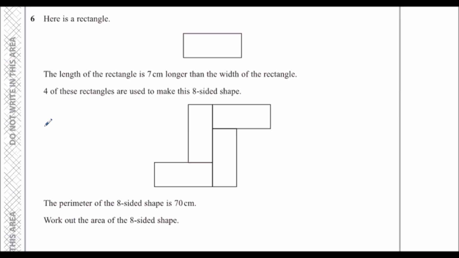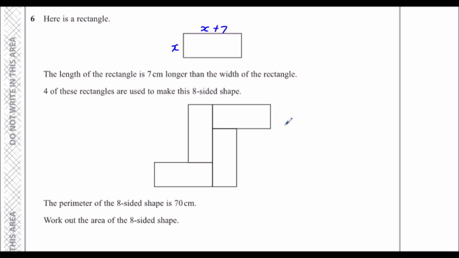Question 6. Here is a rectangle. The length of the rectangle is 7 centimeters longer than the width of the rectangle. 4 of these rectangles are used to make an 8-sided shape. The perimeter of the shape is 70 centimeters. Work out the area. So the length is 7 longer than the width. So if the width is x, the length is 7 more, so x plus 7.